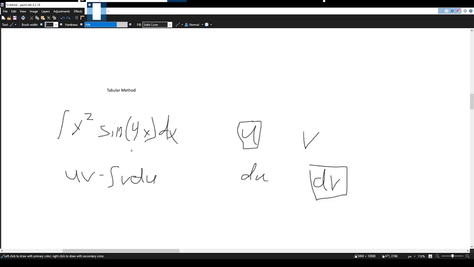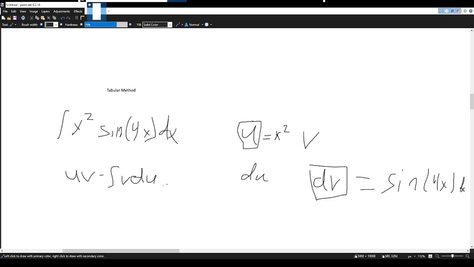Let's see. So we are going to, the book says we're going to have this be x squared and this be sine 4x dx. All right, let's see. Does it say why we want to do that? Not exactly. I think it's because, oh, right.